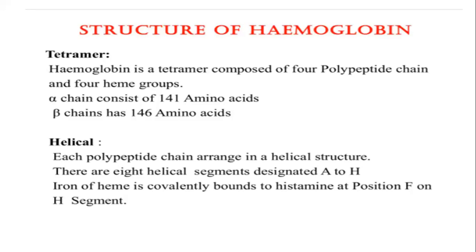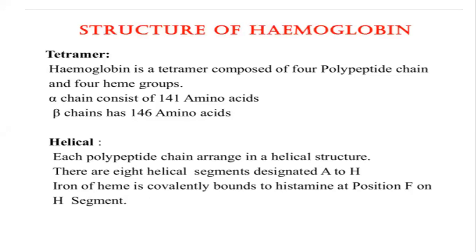The reason why this is important is because one of the segments is key in binding of iron, and iron is essential in the binding of oxygen, all right? So the iron part of heme is covalently bound to histidine at position F on the H segment, and we will be looking at those positions a little later.